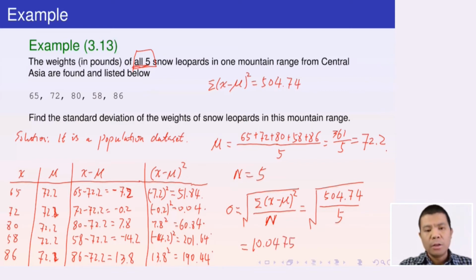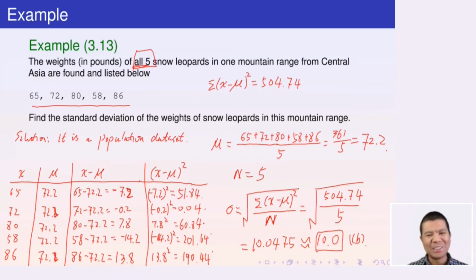Okay, now we have to round it to what? One more decimal place than the original value. The original values are integers, there's no decimal place. So we have to round it to one decimal place. So it's 10.0. Okay, so this is in pounds, right? So in pounds.